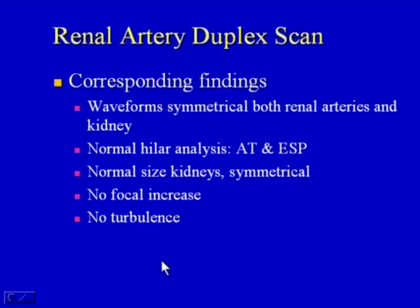Corresponding findings: the waveforms should be symmetrical from both renal arteries and the renal parenchyma. The hilar analysis, both the acceleration time and early systolic peak, are they present? The kidney size, are they normal and symmetrical? Is there no focal increase in velocity? The waveforms remain uniform and consistent throughout their course, and there's no turbulence.